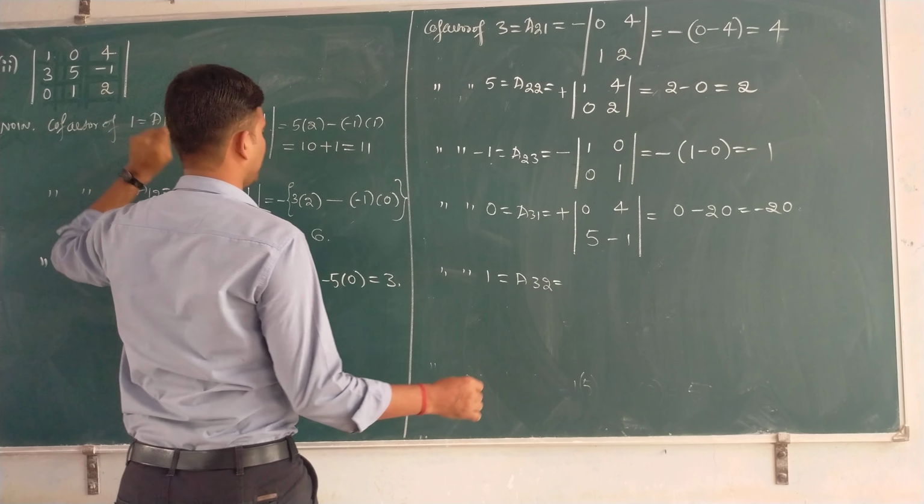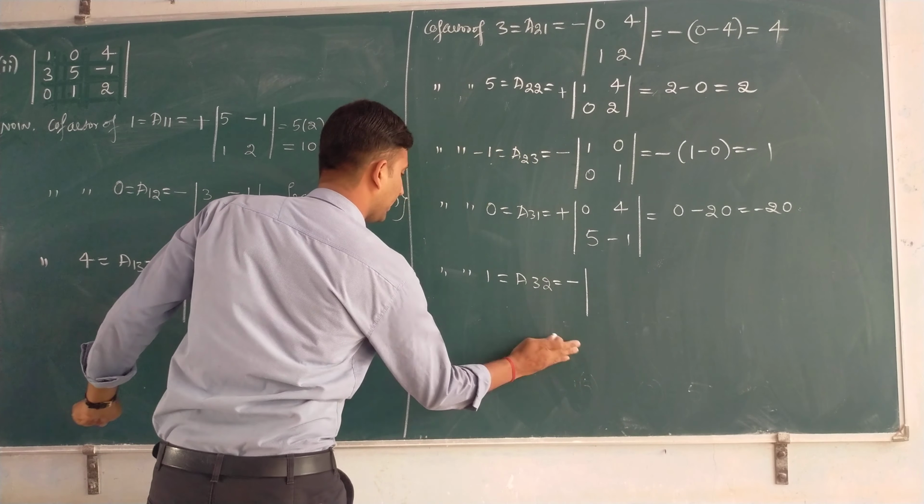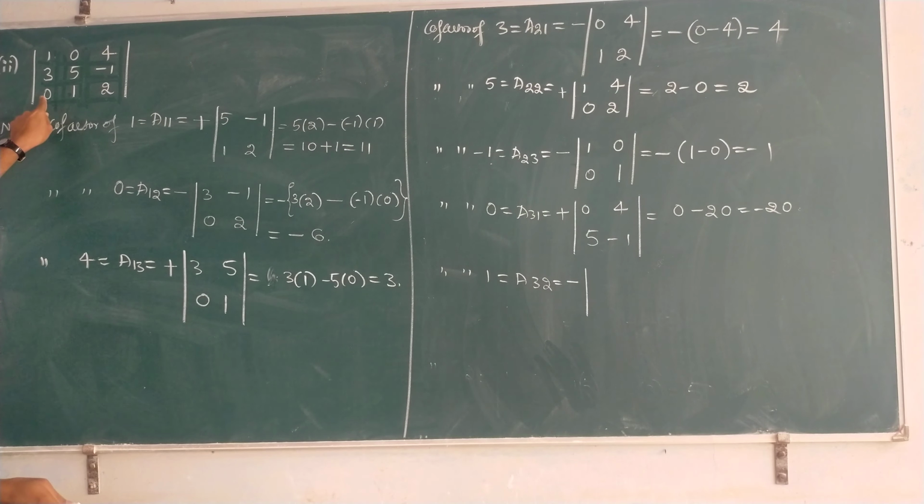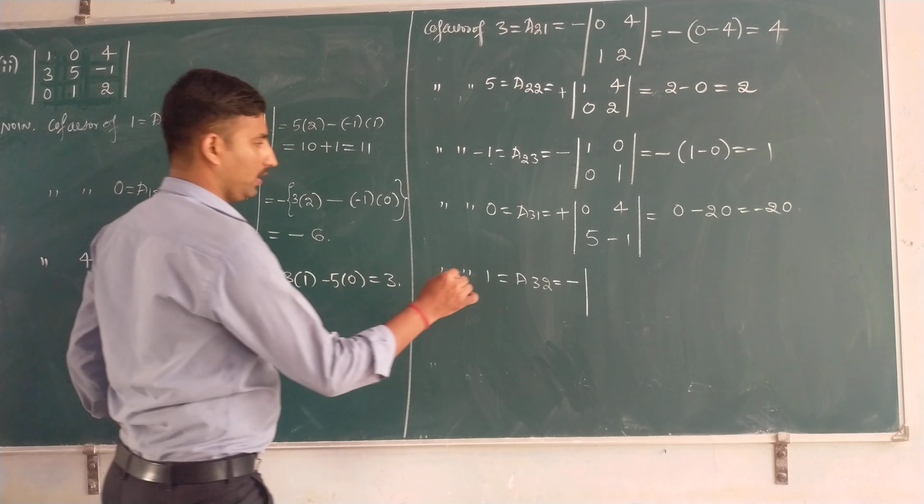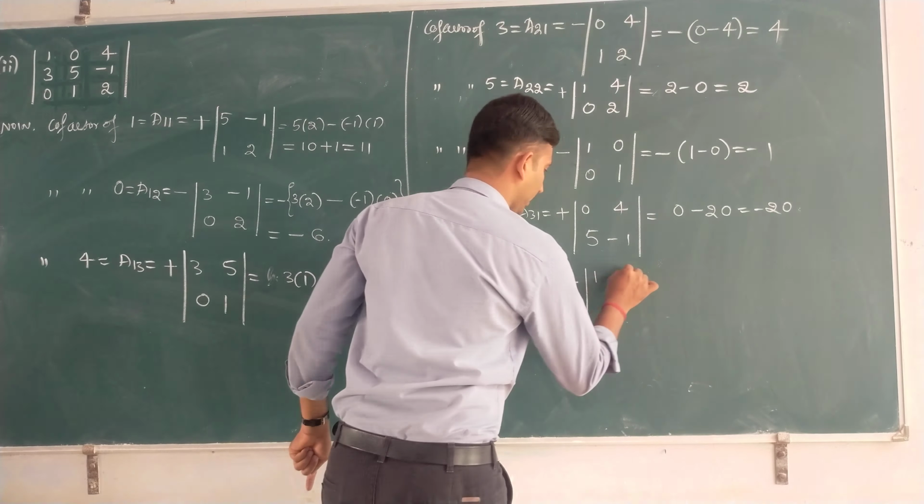After that, cofactor of 1 is equal to A32, and the position is minus. What are the elements? Here, this row we have to eliminate, this column we have to eliminate, leaving 1 4 3 minus 1, which is minus 1 minus 12, that is minus 13. Minus 13 into minus 1 is plus 13.